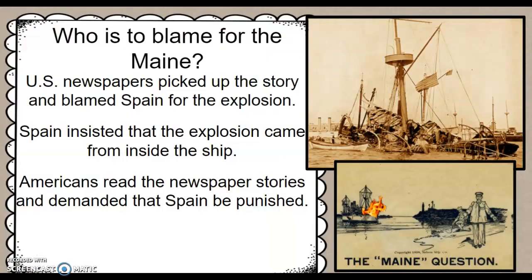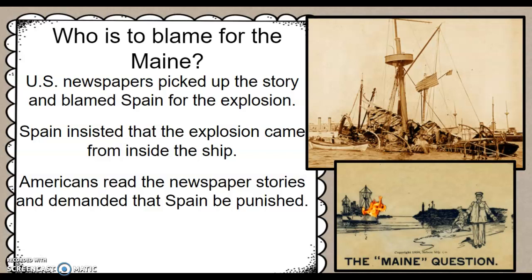However, the news organizations for the United States picked up the story, and these U.S. newspapers blamed Spain for this explosion and this attack. They said, Spain, this is an attack on the United States, and we should go to war. And so Americans, when they read this story, they demanded to basically go to war with Spain. These stories that were not based on facts, this became known as yellow journalism.